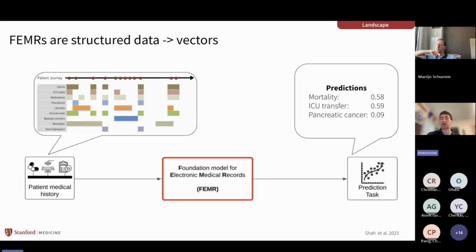And so the key difference here is, instead of going text to text, we're going from structured data to a vector representation of the patient, and then we use that vector representation as the input to a very small downstream model, maybe a logistic regression or a single linear layer, to do prediction for a specific task that we care about.